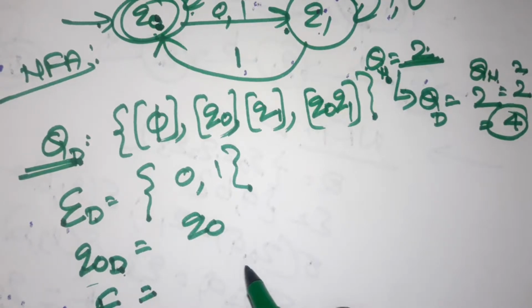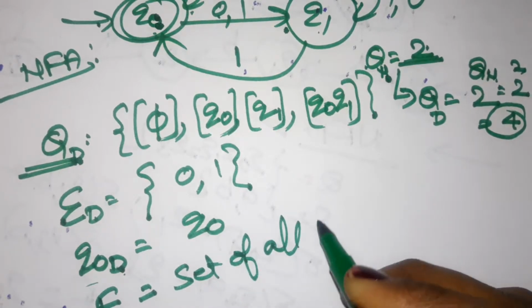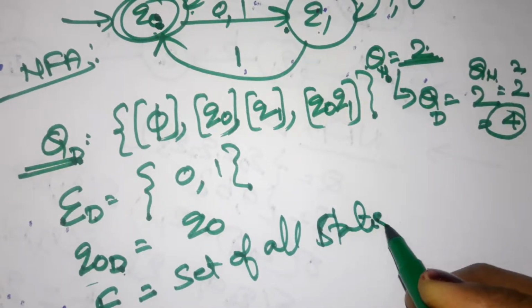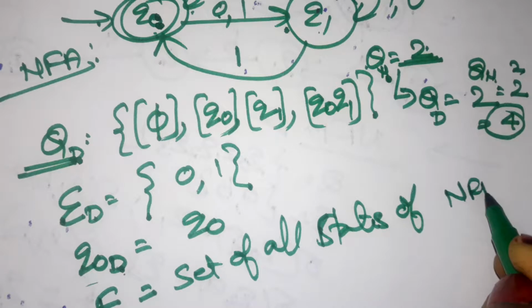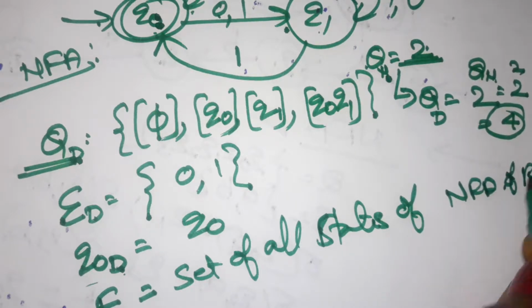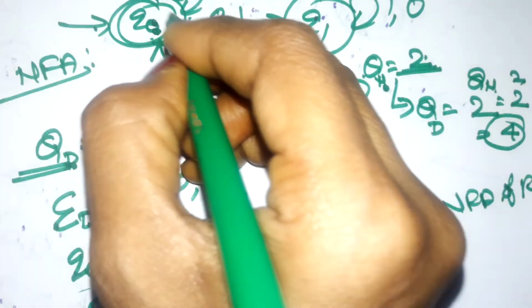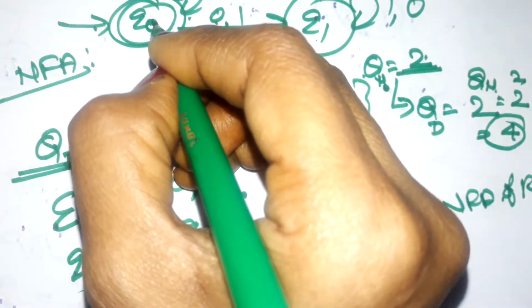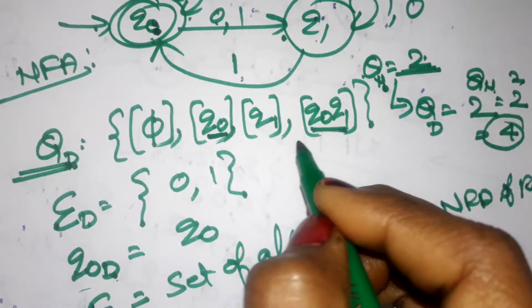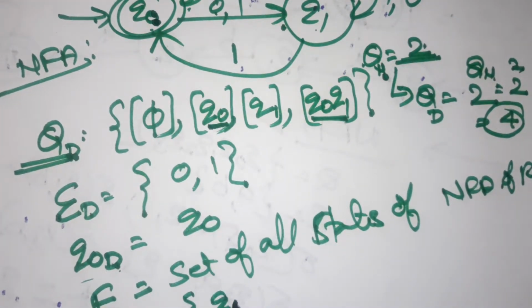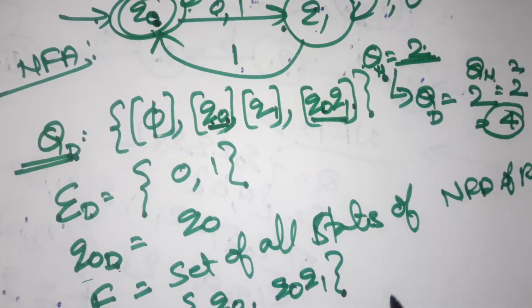And the final state you are going to find. The final state is the set of all states of the non-deterministic finite automata that contain a final state. Here, what is the final state in the non-deterministic finite automata? Q0. So wherever Q0 appears in the total states, all of those you need to write. So what are the final states? Q0, and Q0, Q1.